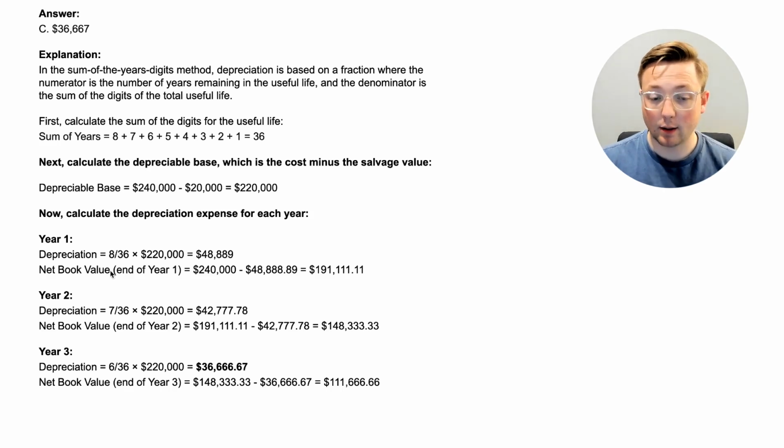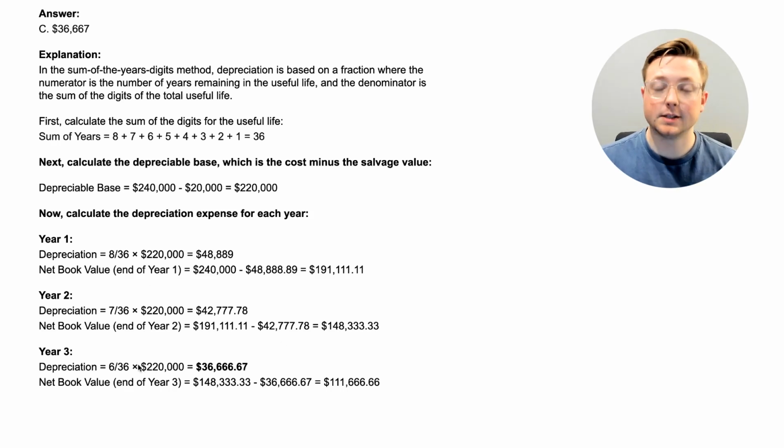So we now have a net book value of $191,111.11 technically. So we take that, and that is the net book value. We go to year 2. In year 2, now there's only 7 years left of depreciation. So 7 divided by, again, the 36, which is the sum of the years digits. Multiply that by $220,000, and that's $42,777.78, or $78. That is the depreciation for the year. So that gives us a net book value now of $148,333.33. So in year 2, that's the net book value.